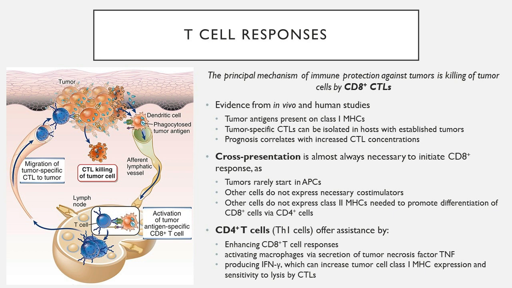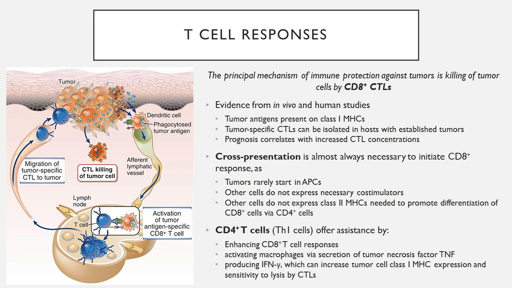So tumors rarely start on antigen-presenting cells. Also, dendritic cells are just really good at expressing all the necessary co-stimulators. Most cells don't have this, so they wouldn't be able to activate CD8 plus cells initially the same way dendritic cells can. And lastly, it should come as no surprise that CD4 plus cells do indeed offer assistance to CD8 plus cells. Other cells don't express the class 2 MHCs in the same way that professional APCs like dendritic cells do. So in order to get the full response, cross-presentation has to occur and dendritic cells have to activate CD8 plus cells initially to fight against cancer.